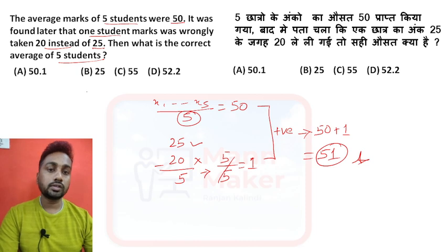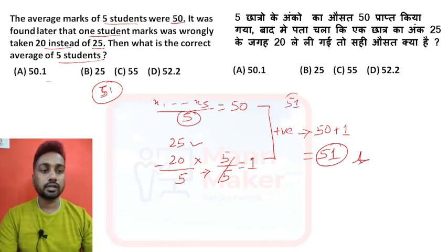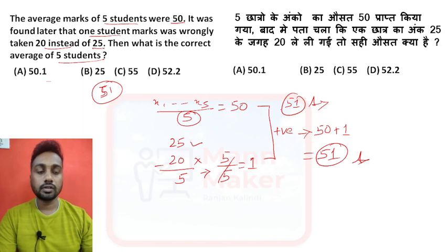In the options there is no 51, so it is my mistake. By mistake I typed all these things. So 51 is the only right answer for this question. Just correct this one.